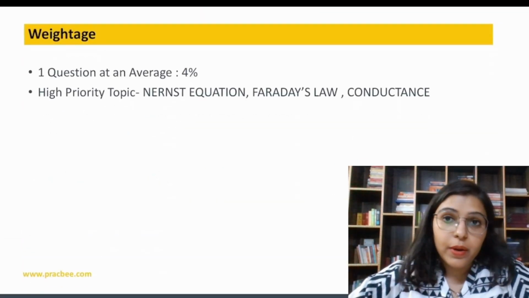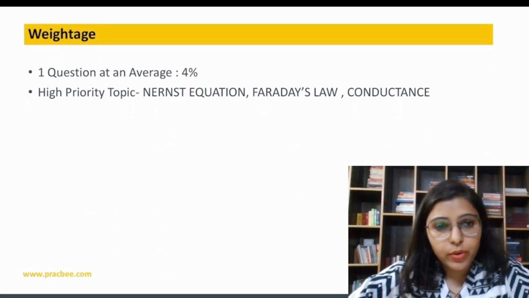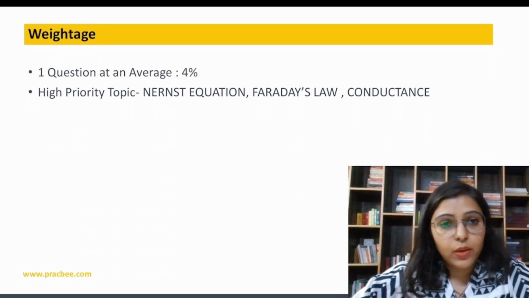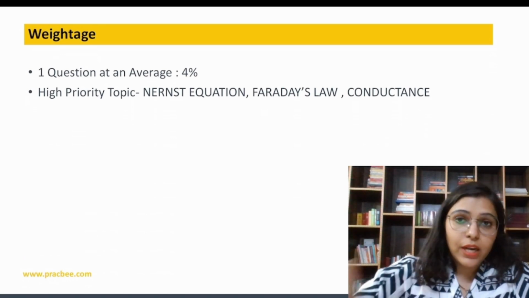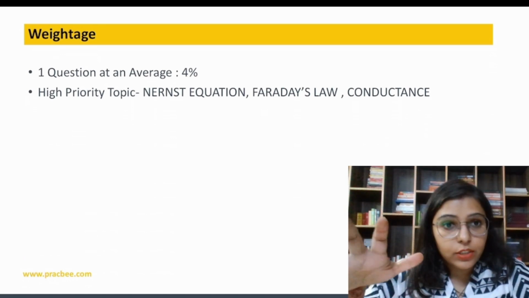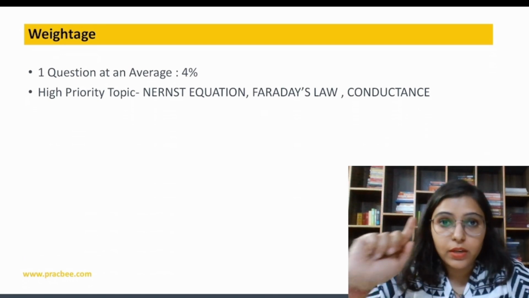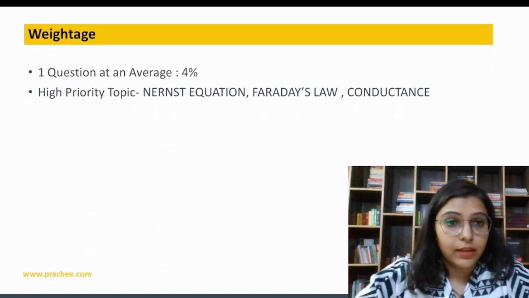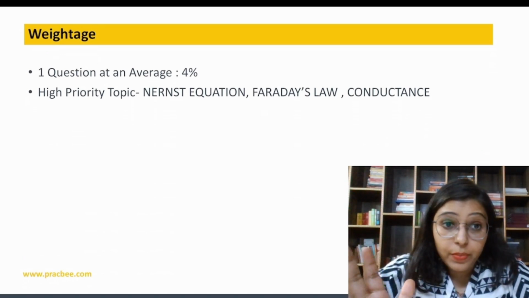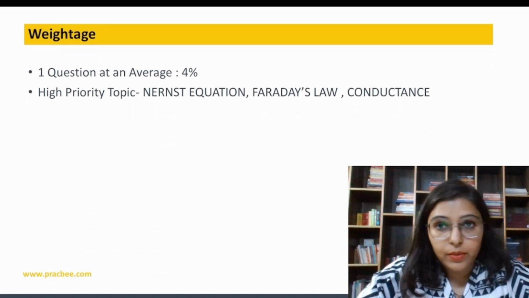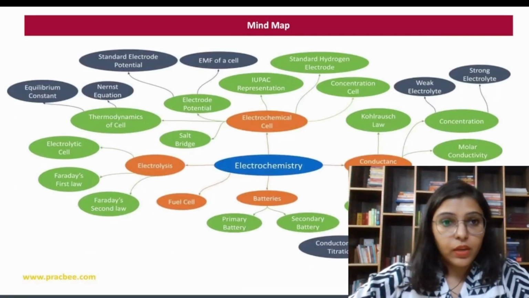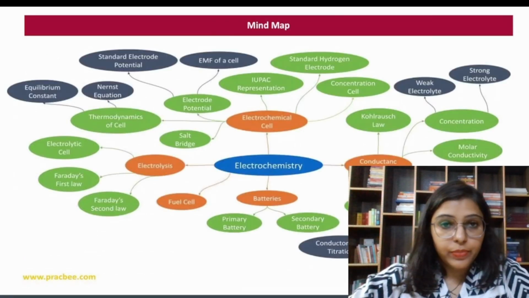Now, if we talk about the weightage, generally one question is going to come every year from the electrochemistry part. What are the high priority topics in this chapter? Generally the questions are from the Nernst equation, Faraday's law, and conductance. So these topics, out of all the topics, are very important. Okay. Now let's discuss the mind map.